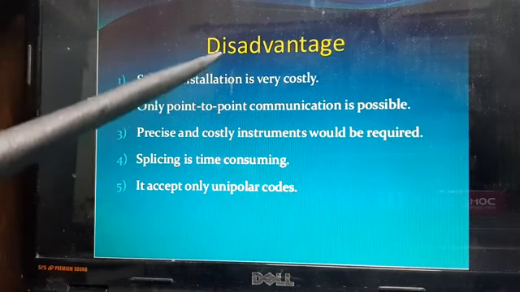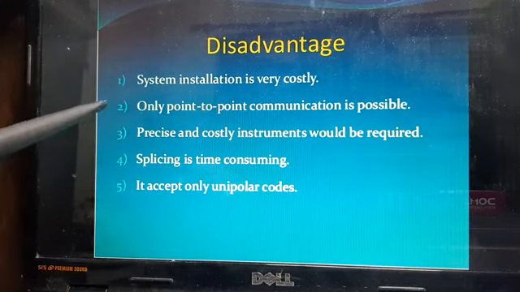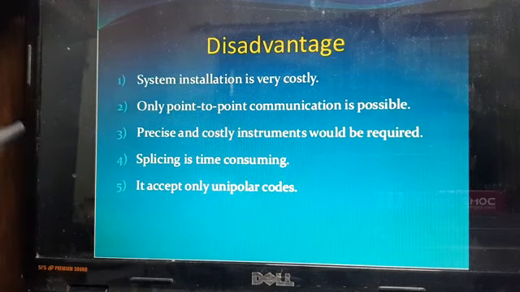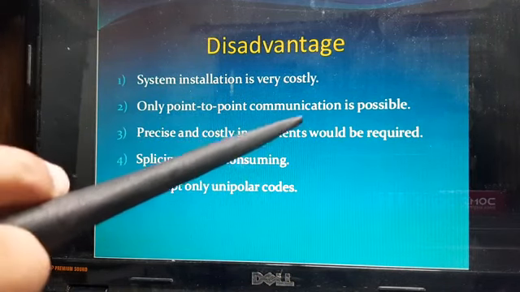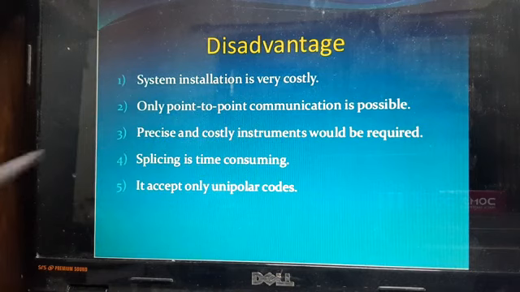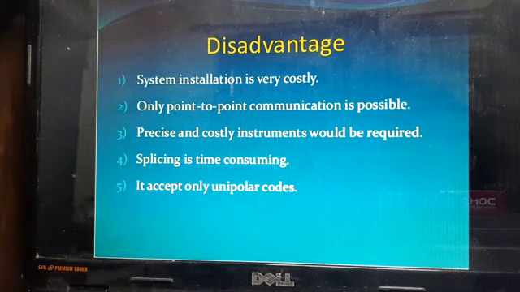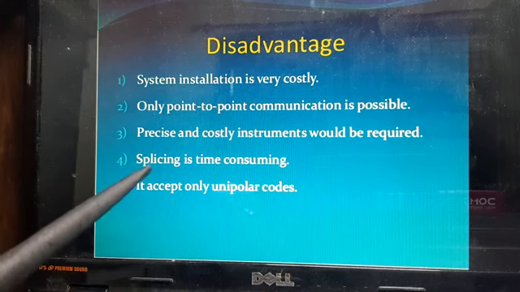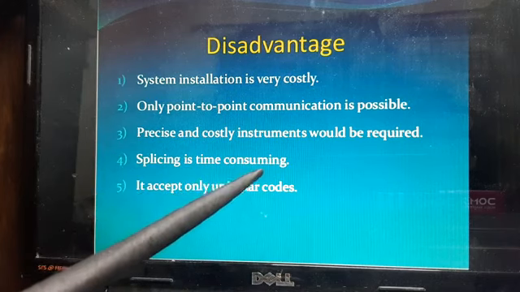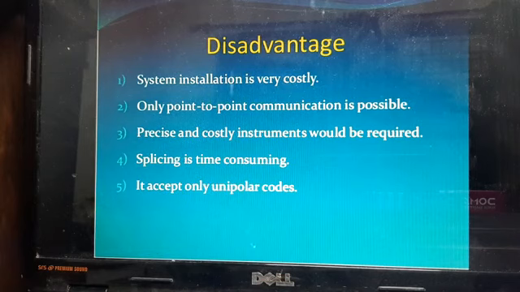There are some disadvantages also. The system installation is very costly. Optical fiber technology is very costly. Only point-to-point communication is possible in this case. And precise and costly instruments would be required. And splicing is time consuming and it accepts only unipolar codes.